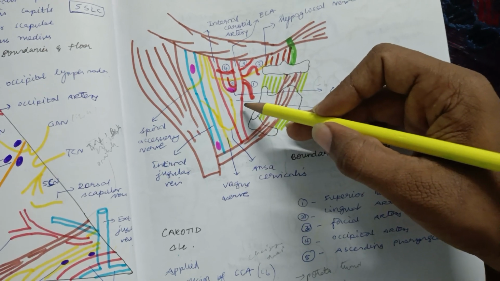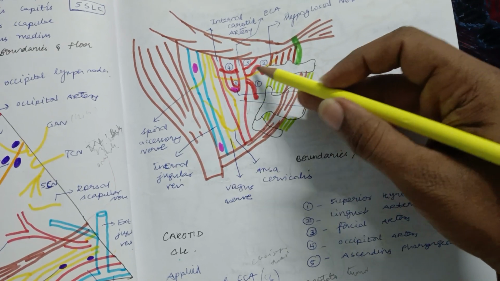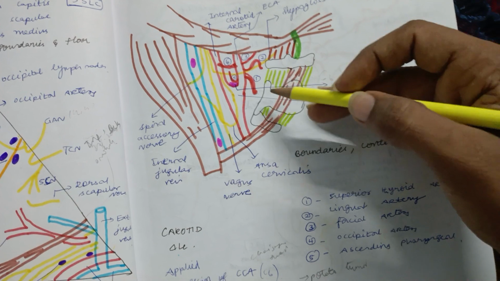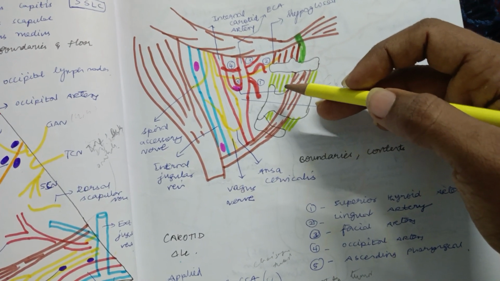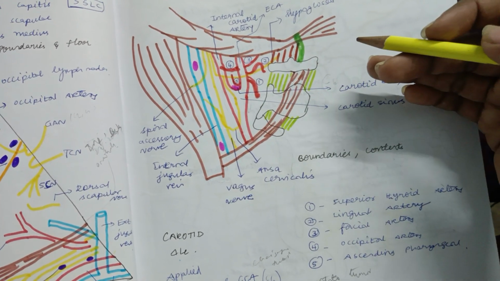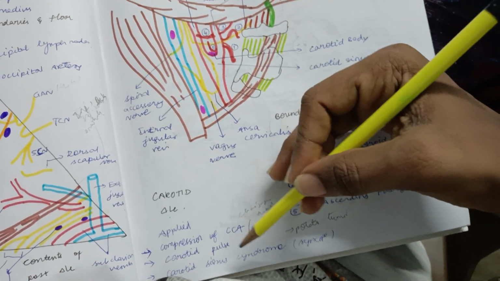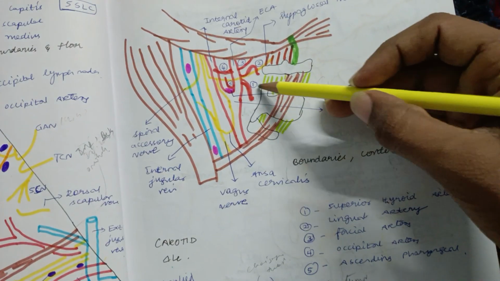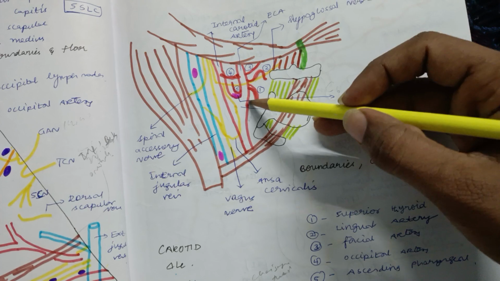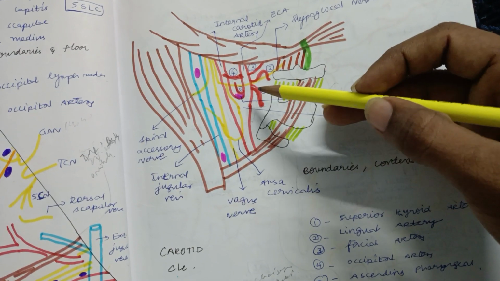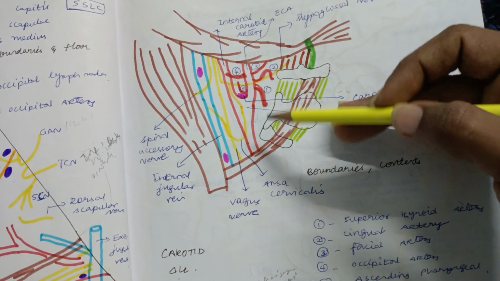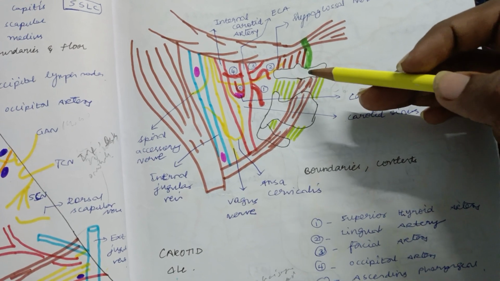Carotid pulse. The carotid pulse can be felt in the carotid triangle. You can palpate the carotid pulse in a person, either on the right side or on the left side. Carotid sinus syndrome. The carotid sinus acts as a mechanism in reducing the heartbeat. That is what we call carotid massage.